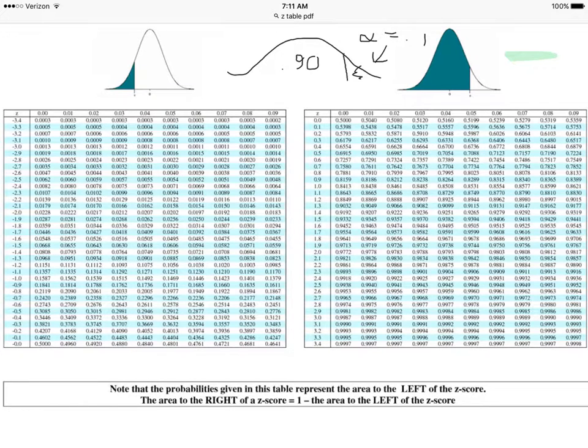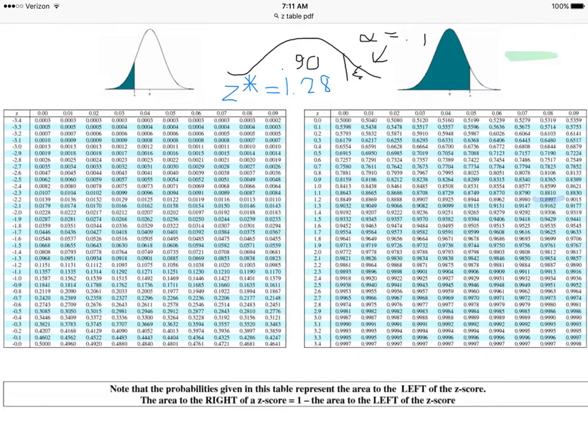And we can see that that value is right here. The 0.8997 is the closest that we can get to area below of 0.9000. That we can see is in the 1.2 z-score column with the 8 in the hundredths place. Therefore, our critical value, we often refer to it as z star, is 1.28. Now I do want to mention that there is another way to do this.